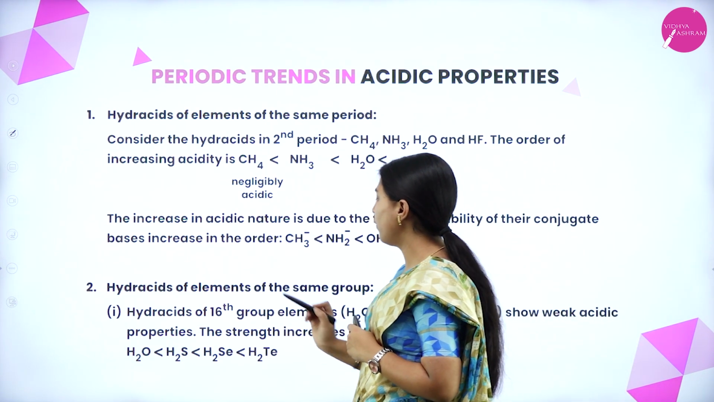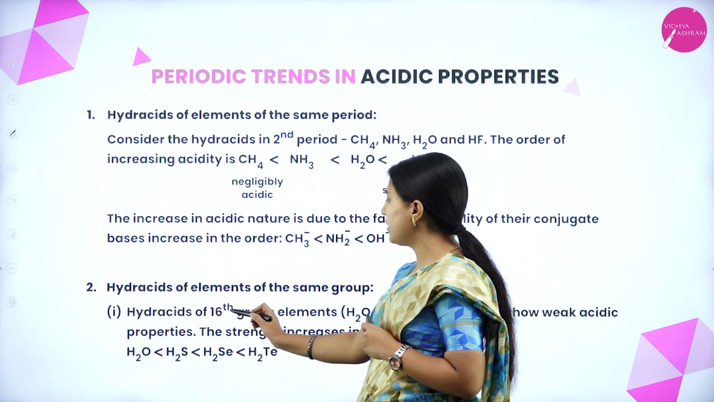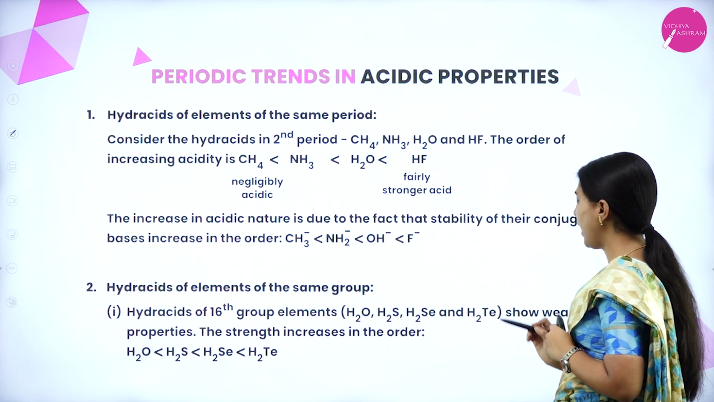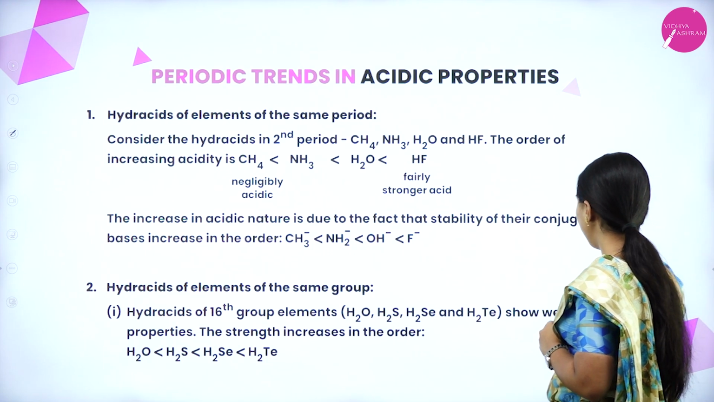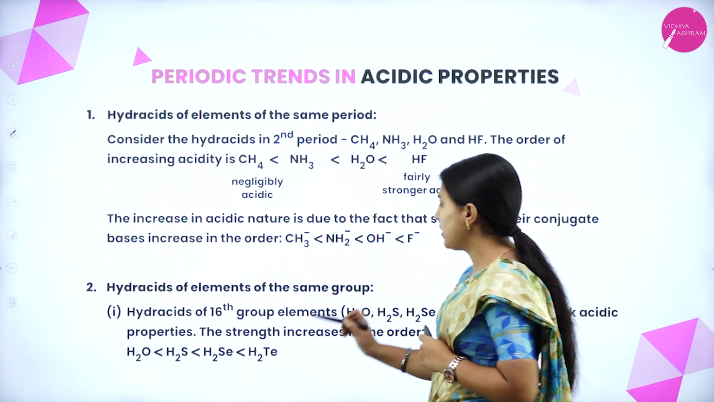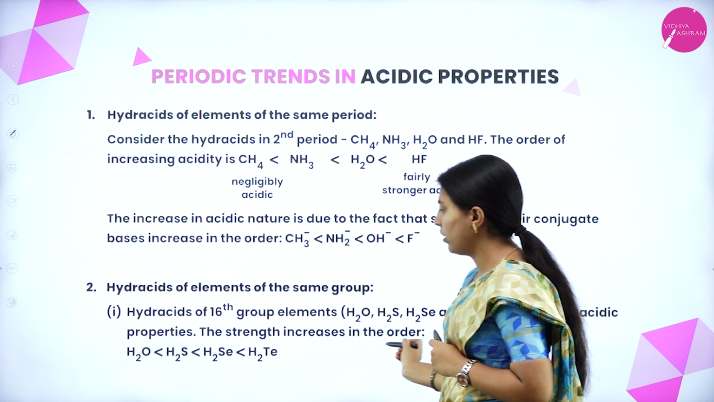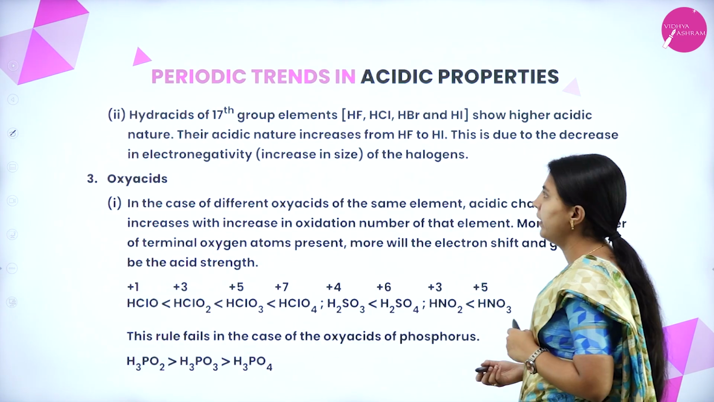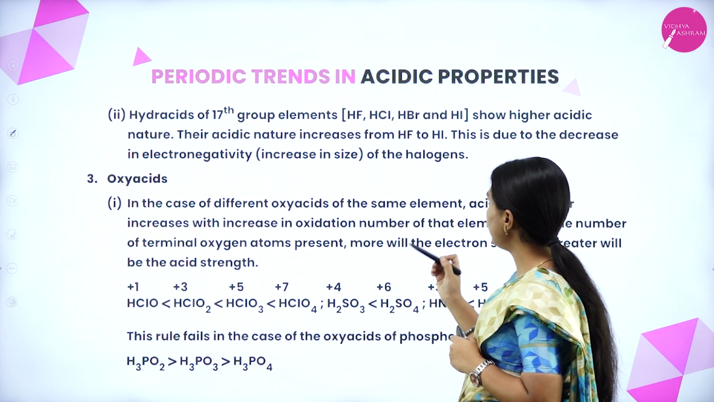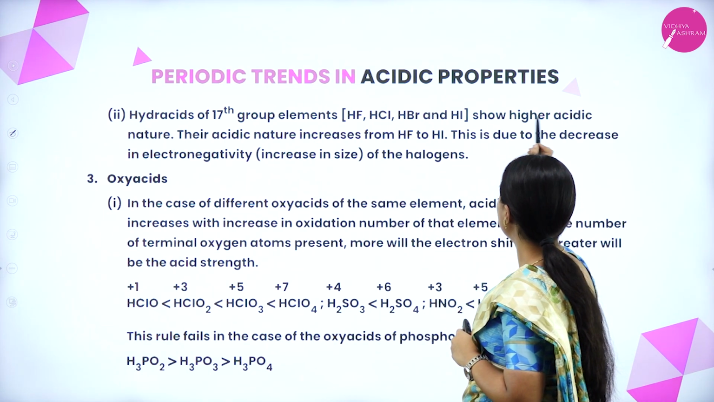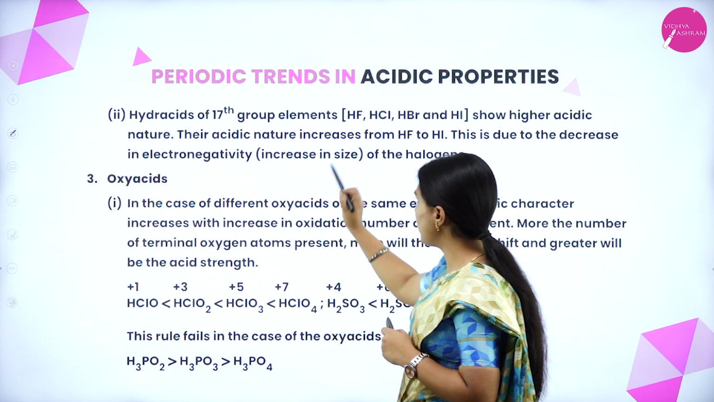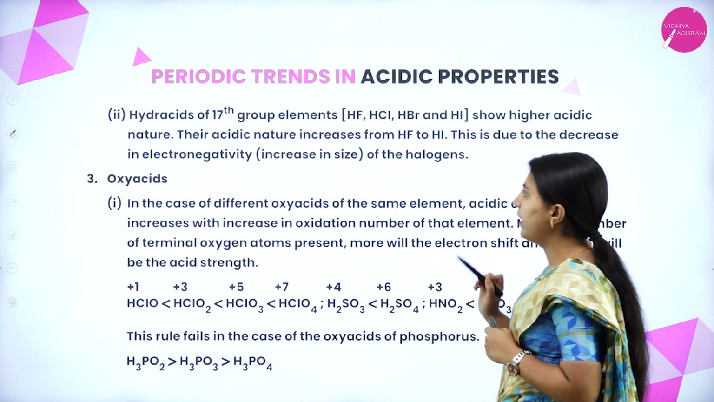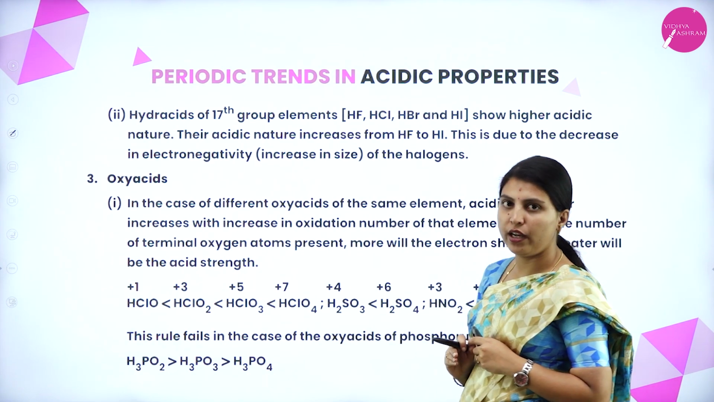Next, hydra acids of elements of the same group. Hydra acids of 16th group elements H2O, H2S, H2Se and H2Te show weak acidic properties. The strength increases in the order from water to tellurium. Next, hydra acids of 17th group elements from HF to HI show higher acidic nature. Their acidic nature increases from HF to HI. This is due to the decrease in electronegativity of the halogens.